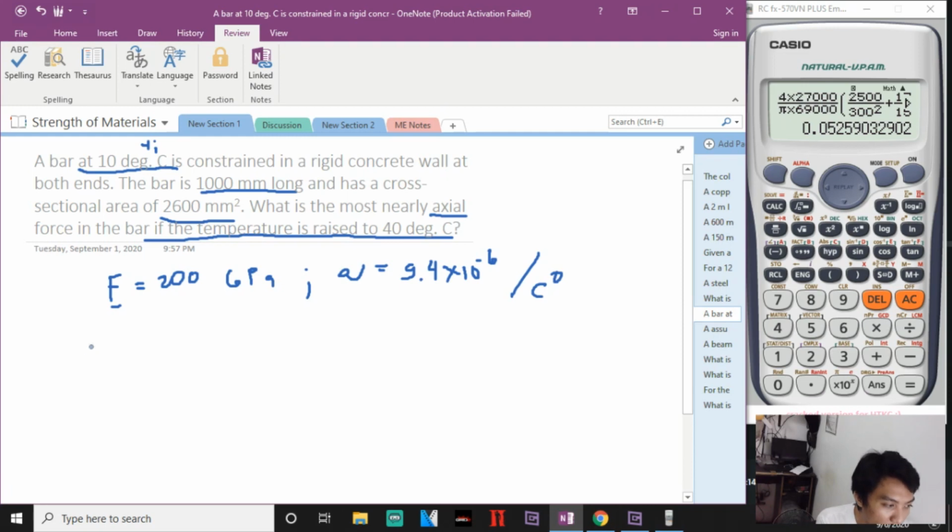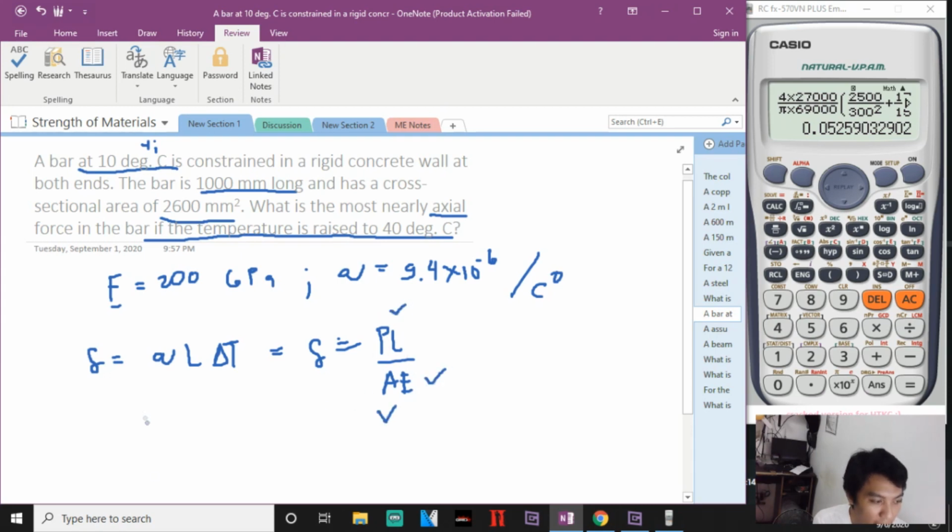Okay. Now, tandaan nyo na ang deformation is equal to alat, A length, Seat, or alat, pag thermal elongation. Now, ang elongation din naman kasi, di ba, equal yan sa PL over A E. So, you are given ng L, you are given ng A, you are given E. Pwede natin itong i-jumble-jumble. So, let us simplify. The missing part is the actual force.